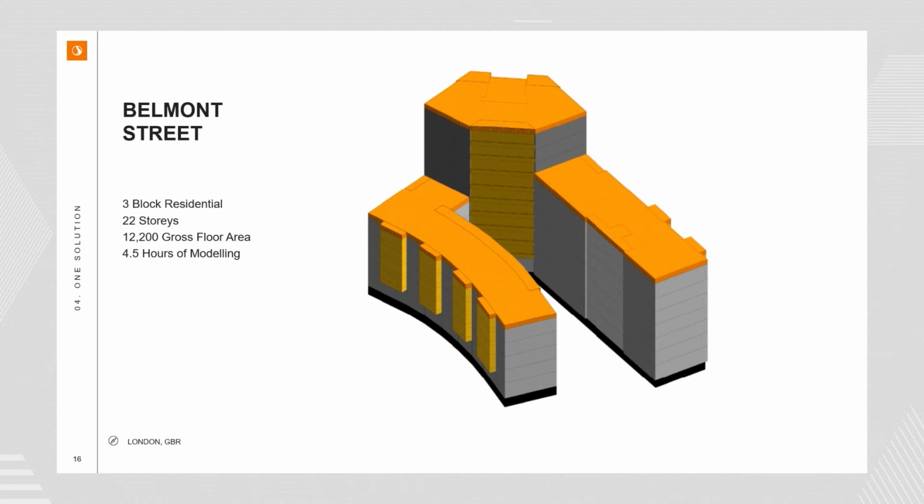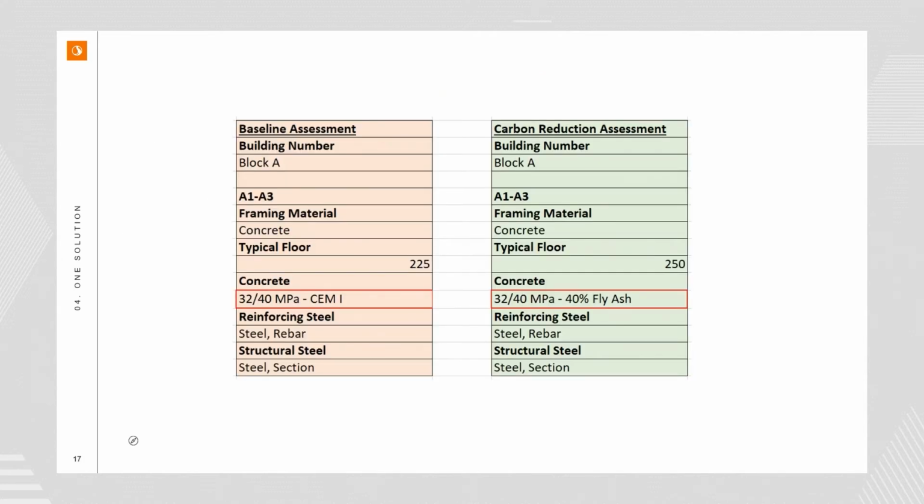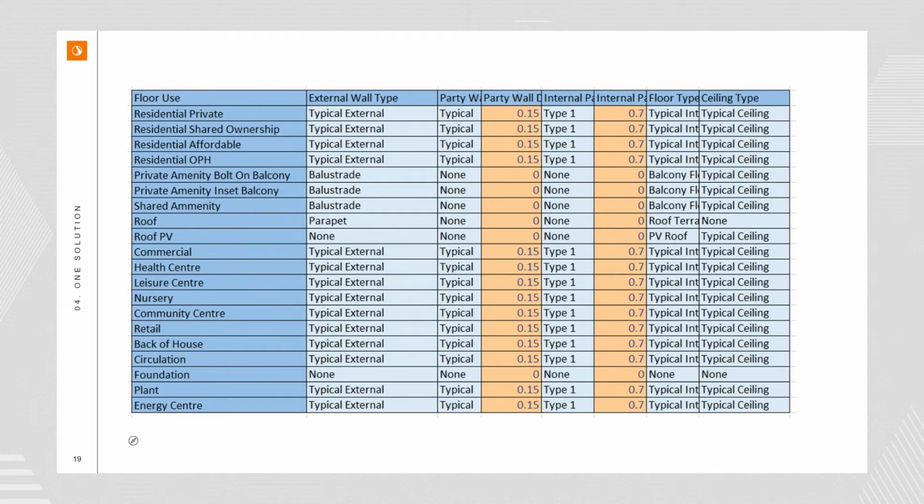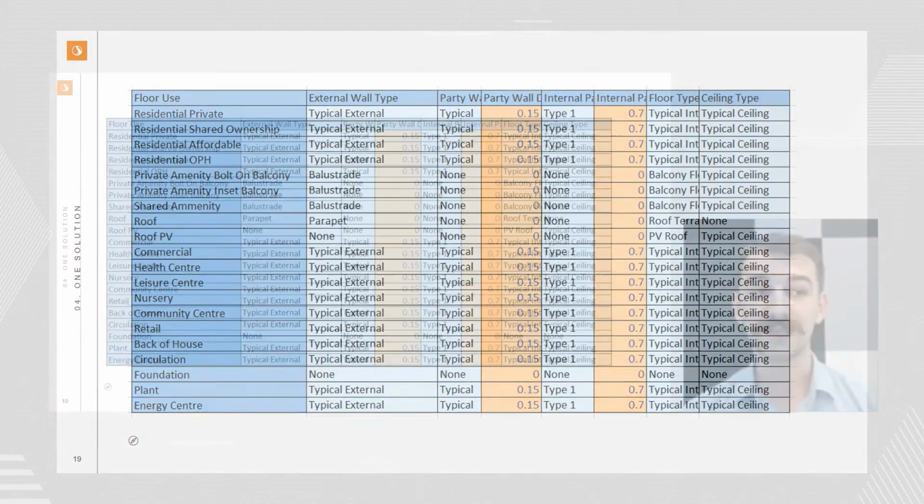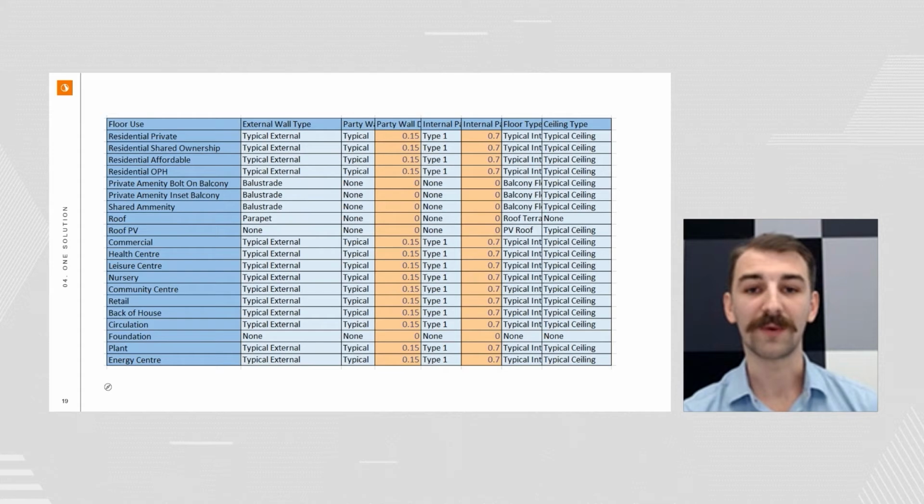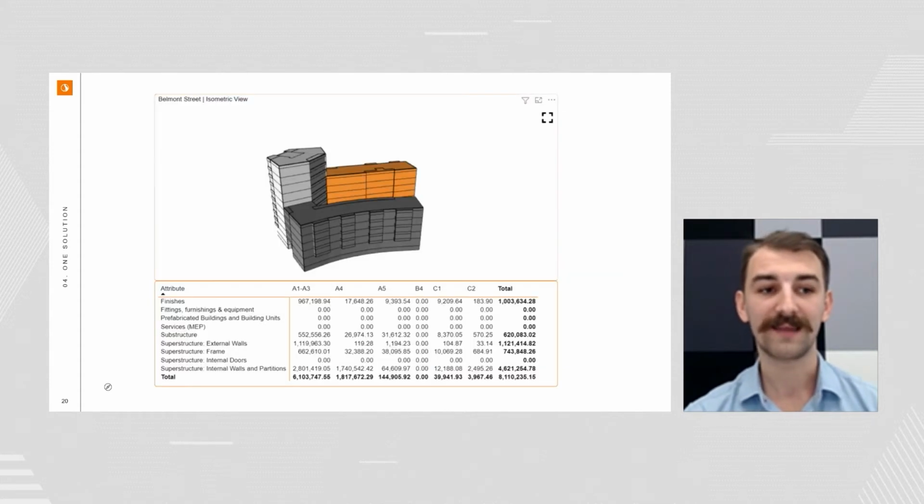In a matter of hours, we can compare things like framing material, floor sizes, and even architectural build-up. These factors can all be changed, assessed, and optimized before a single column has been sized. As engineers and architects, we can now draw a direct link between our design decisions and their sustainability outcomes. And from that assessment, we can start to create something like this.